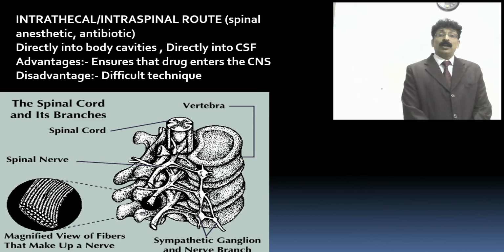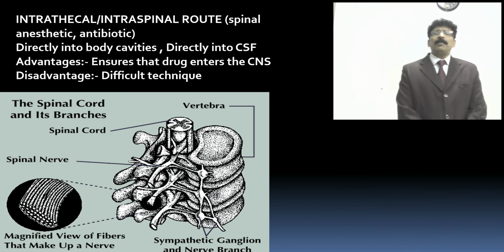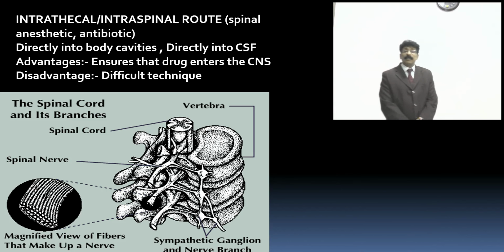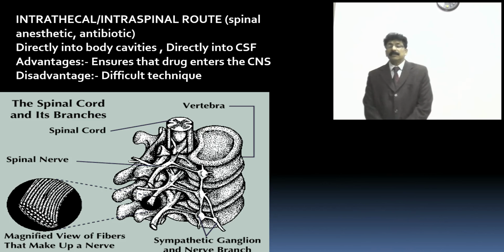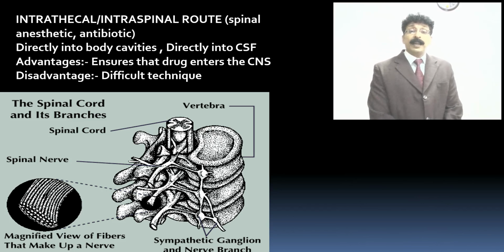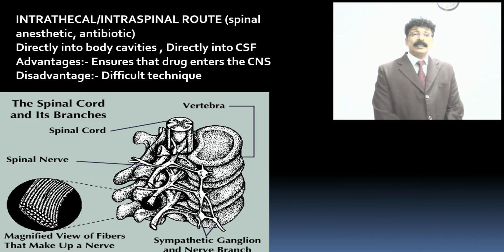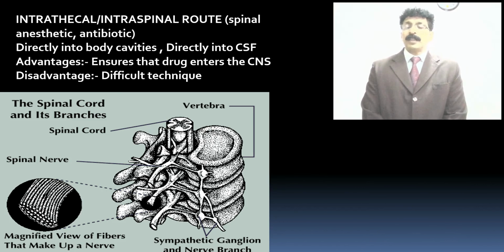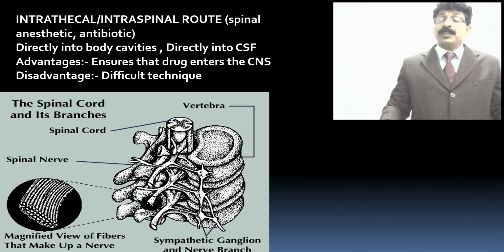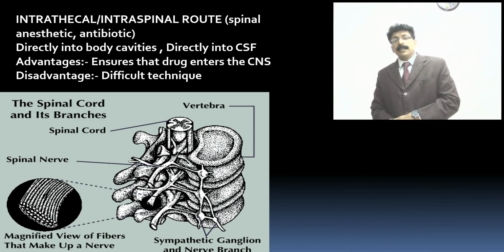Antibiotics can be injected directly into the CSF. Advantage: it ensures the drug enters into the CNS. Disadvantage: difficult technique, needs skill and a specialized anesthetist for this purpose. Also, you can see the picture of the vertebrae and the spinal cord. When you are injecting directly into the spine, it enters into the spinal space and it can even be controlled. There are parts which can be decided for regional, specific local anesthetics. Regional anesthesia is also possible.